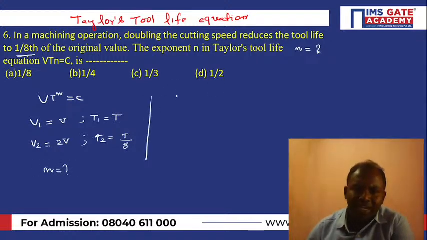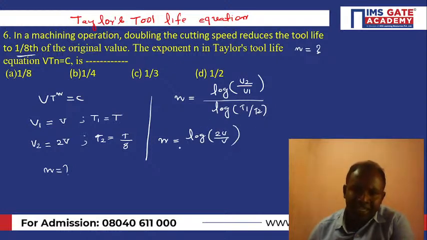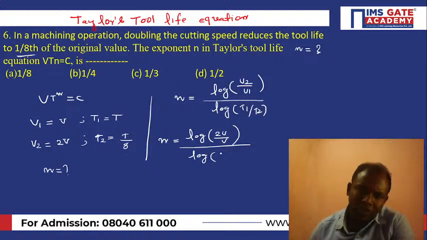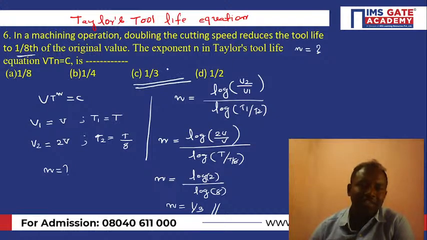I gave you that one direct relation, that n equal to log of V2 by V1 divided by log of T1 by T2. All right, now from there, log V2 by V1 is log of 2V by V, divided by log of T1 by T2. T1 is T and T2 is T by 8. So now V will get cancelled, T will get cancelled, this 8 will come up. Now here n equal to log 2 divided by log 8. If you solve this, you are going to get n value equal to 1/3. So now this is your answer, C.